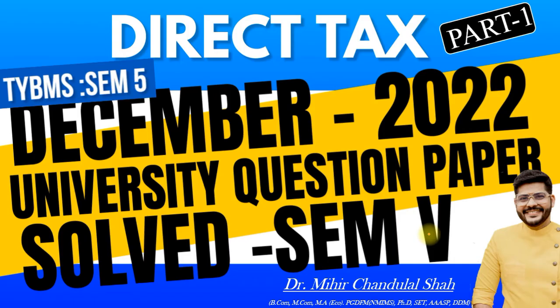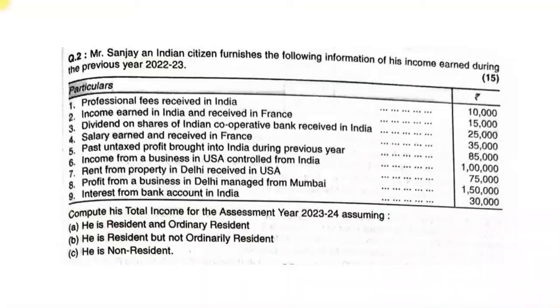within moments. So let us see what was the very first sum that you were supposed to solve in this paper. Question number two, which was a 15 mark question, said that Mr. Sanjay, an Indian citizen, furnishes you with the following information of his income earned during the previous year 22-23, and then they had given you a list of all his incomes. Thereafter it says compute his total income for the assessment year 23-24, assuming he is a resident and ordinarily resident, resident but not ordinarily resident, and a non-resident.